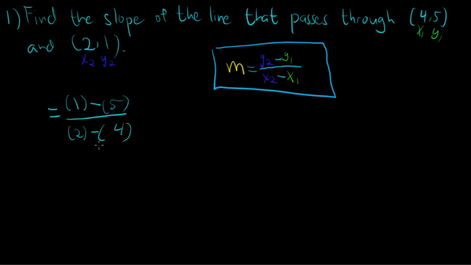We're done plugging in. Let's now simplify. 1 minus 5 will give us negative 4. 2 minus 4 will give us a negative number, which is negative 2. Now we know that dividing a negative number by another negative number will give us a positive quotient, which means our slope will be positive. And then 4 divided by 2 will give us 2 as our final answer. That means the slope of the line that passes through points (4, 5) and (2, 1) will be positive 2.